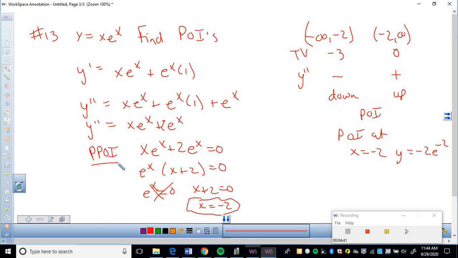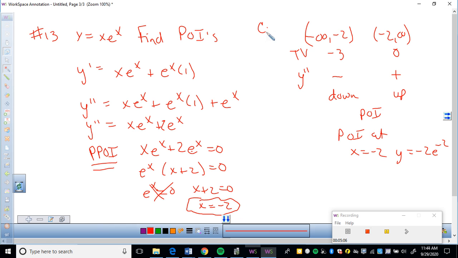I need to find possible points of inflection, so I want to find where this is equal to 0 or undefined. It is always defined because e to the x is always defined, as is x. So I set my second derivative equal to 0. I factor out an e to the x. I set the factors equal to 0. e to the x equals 0 never happens, so it gives us nothing. x plus 2 equals 0 gives us x equals negative 2.